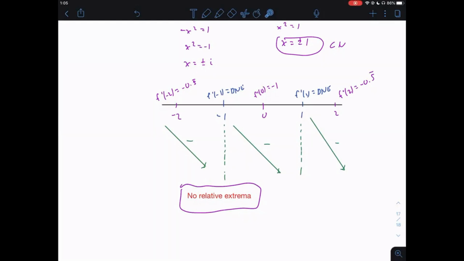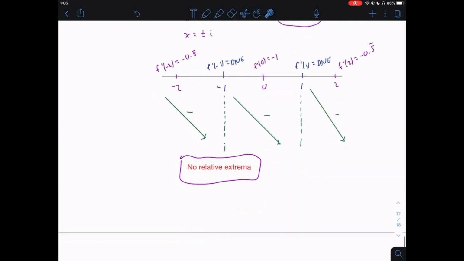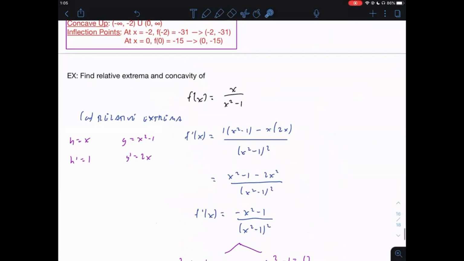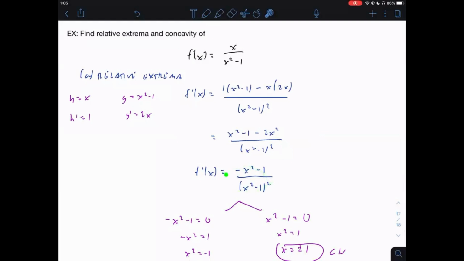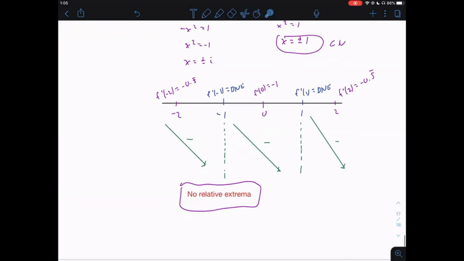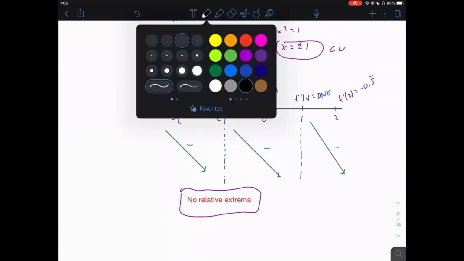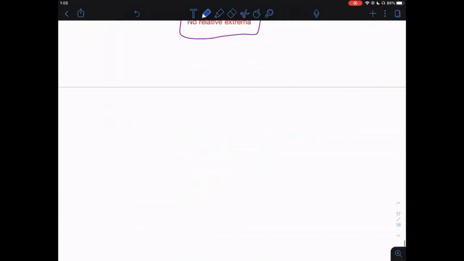All right, but now the concavity. The concavity is going to be the second derivative, which won't be too much fun here for this problem, or maybe a lot of fun. Because to find the second derivative, you've got to take the derivative of this rational function that we found. Okay, so let me go to part B now. All right, so now concavity time.